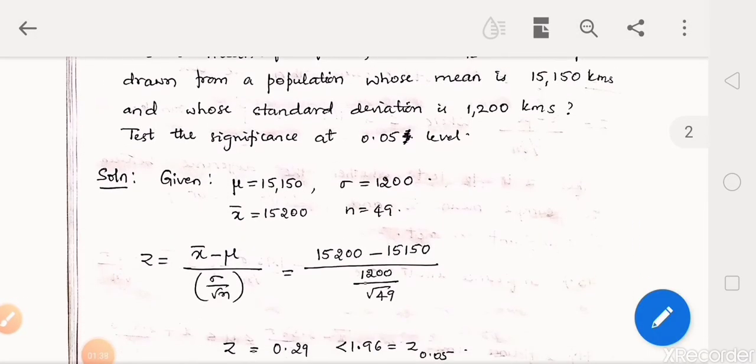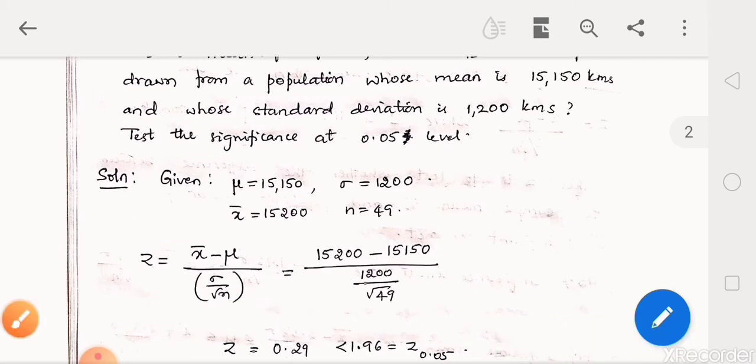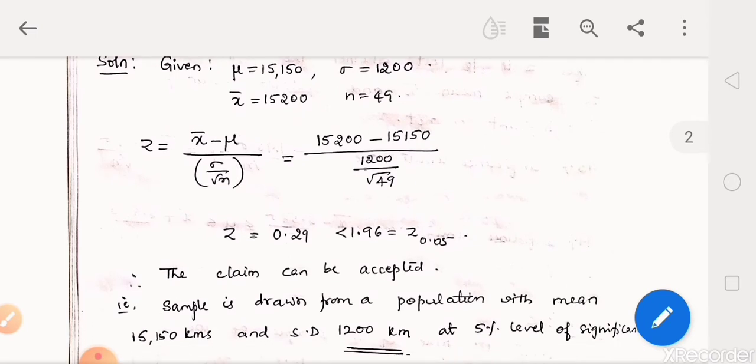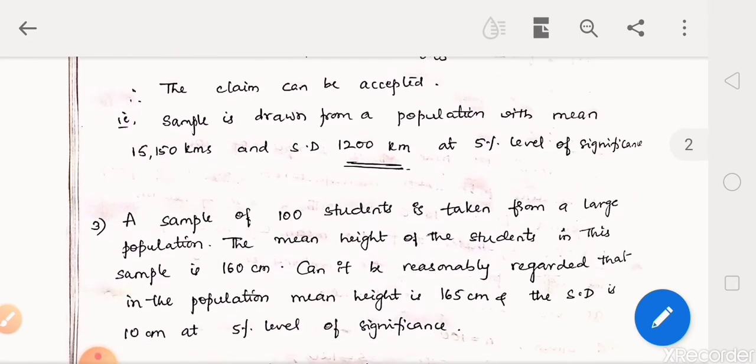Consider the formula z equals (x bar minus mu) divided by sigma divided by square root of n. Substituting all the values, z is equal to 0.29. It is less than 1.96, the value of z at 5% level. So the claim can be accepted. That is, the sample is drawn from a population with the given mean and standard deviation at 5% level.